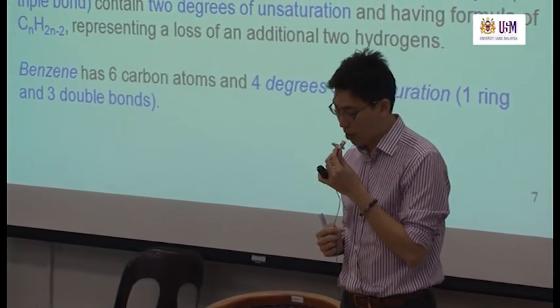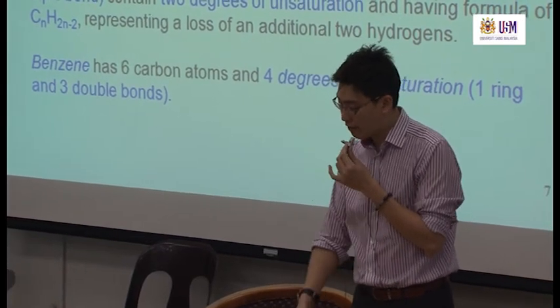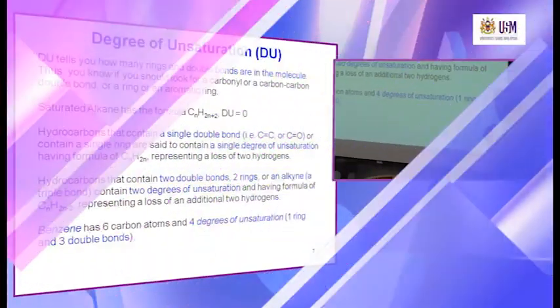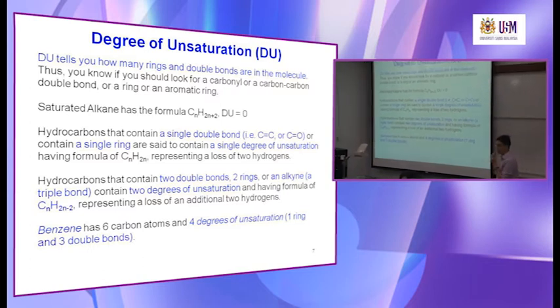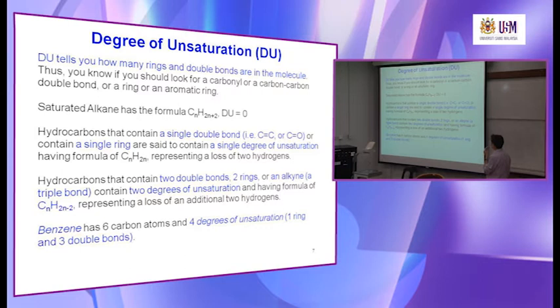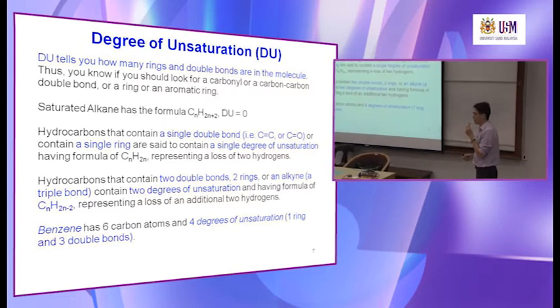Or an alkyne, a triple bond, contains 2 degrees of unsaturation and has a formula of CnH2n minus 2, which represents a loss of an additional 2 hydrogens. From CnH2n plus 2, it now becomes CnH2n minus 2, so it is a loss of 4 hydrogens. Benzene, as I just mentioned, has 6 carbon atoms and 4 degrees of unsaturation. Why? Because it has 1 ring and 3 double bonds. So from the degree of unsaturation, you are able to guess how many double bonds, carbonyl groups, or rings, or whether your compound contains a benzene.